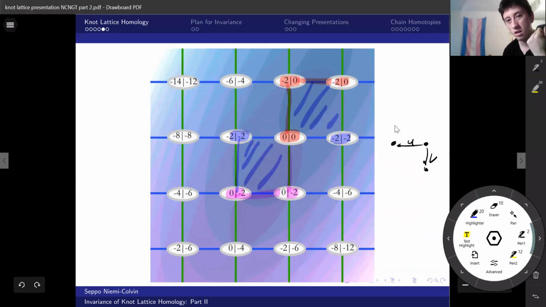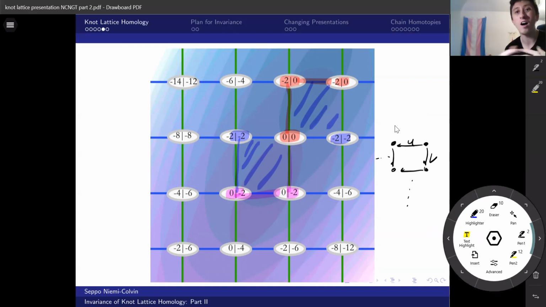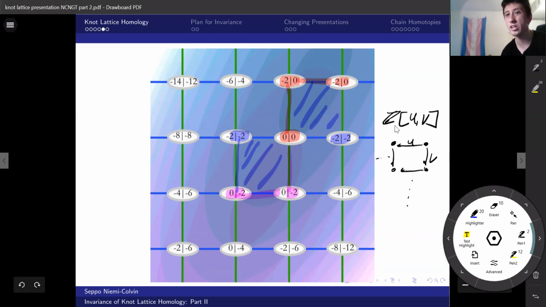Still contractible. And in fact, we will get that this pattern just continues onward, always contractible all the time, because this is a fancy unknot, which has homology Z-adjoint UV.